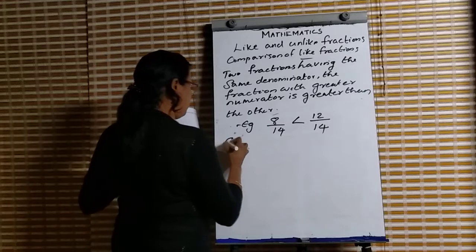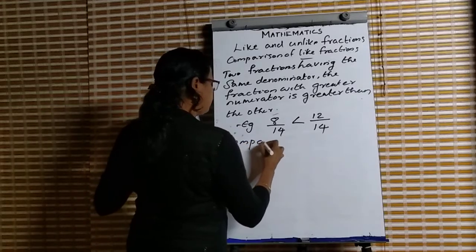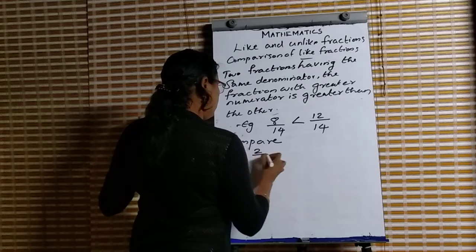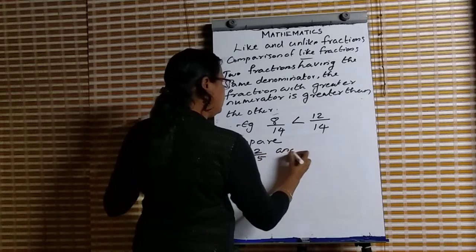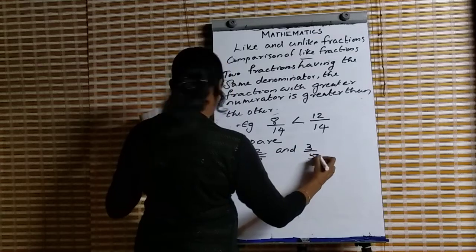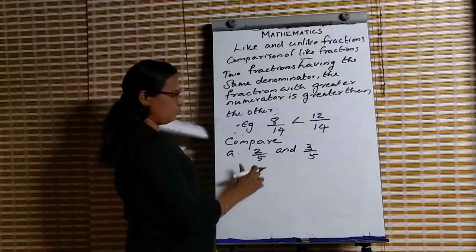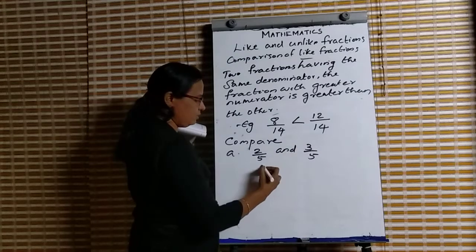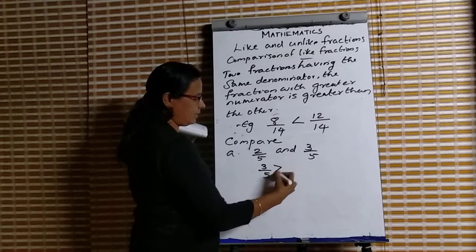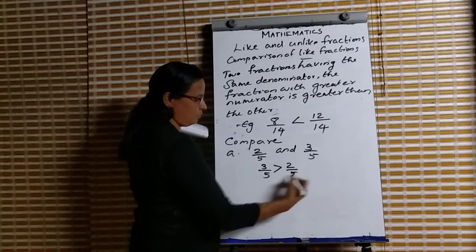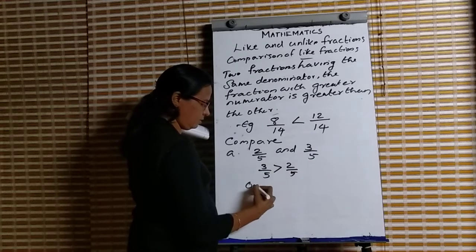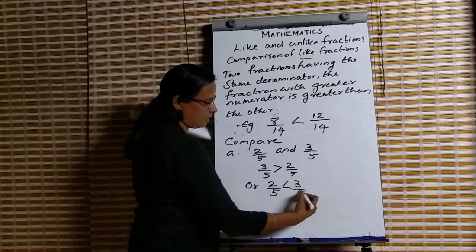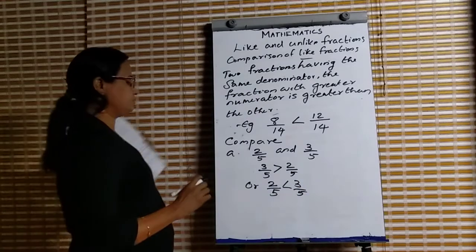Then example, compare question 1. Compare A: 2 by 5 and 3 by 5. Here 2 by 5, 3 by 5. Which is the greatest? Numerator greater is 3. So 3 by 5 is greater than 2 by 5, or 2 by 5 is less than 3 by 5. Right?